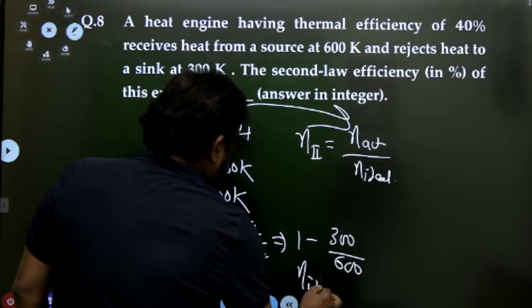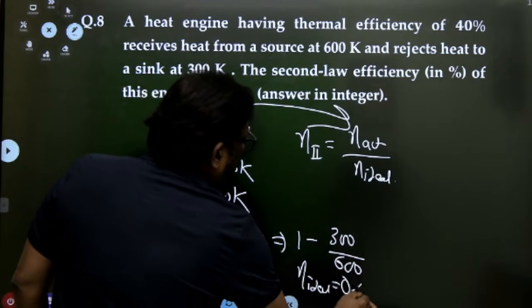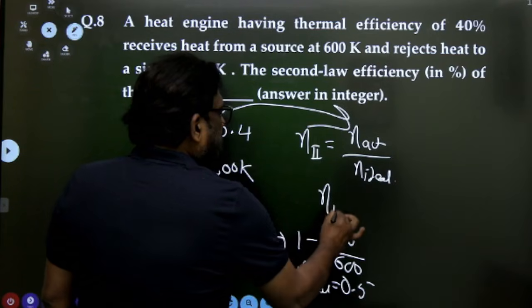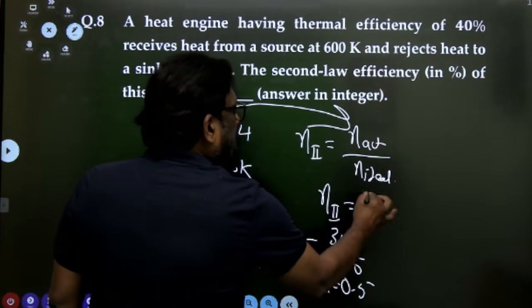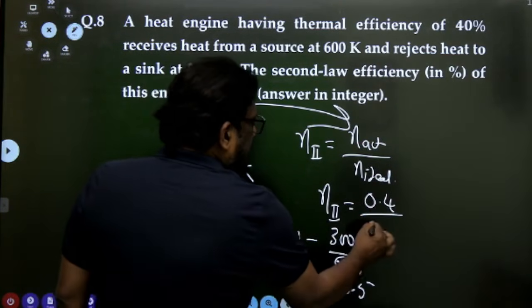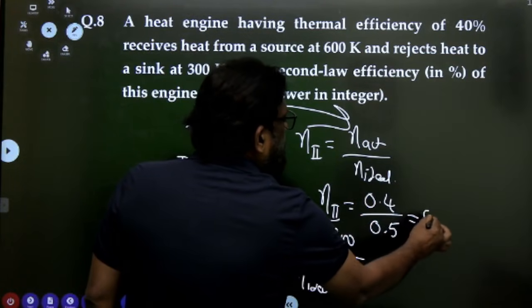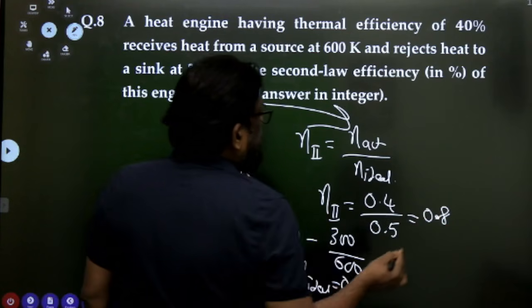So the ideal efficiency is equal to half, so 0.5, sir. So therefore the second law efficiency is equal to the actual efficiency, 0.4, over the ideal efficiency, 0.5, so this is equal to 0.8. But what did he ask? He asked in percentage, sir.